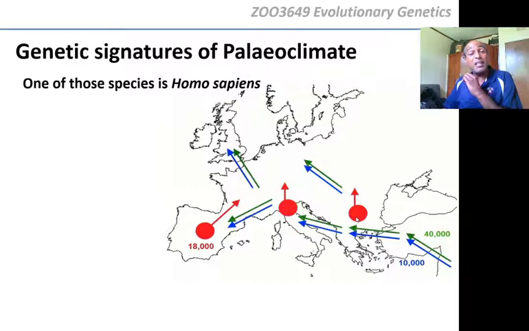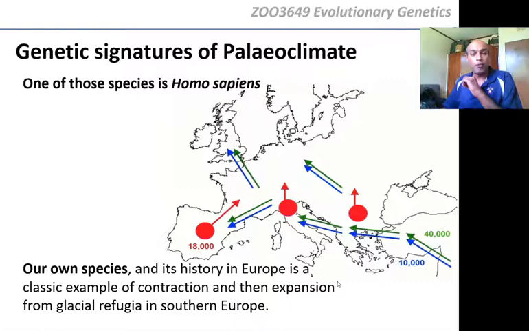And about 10,000 years ago, what happened? They expanded again. More humans came in from the Middle East, and the humans expanded out of the glacial refugia, back into Northern Europe. So humans have exactly the same patterns of phylogeography that other species do.